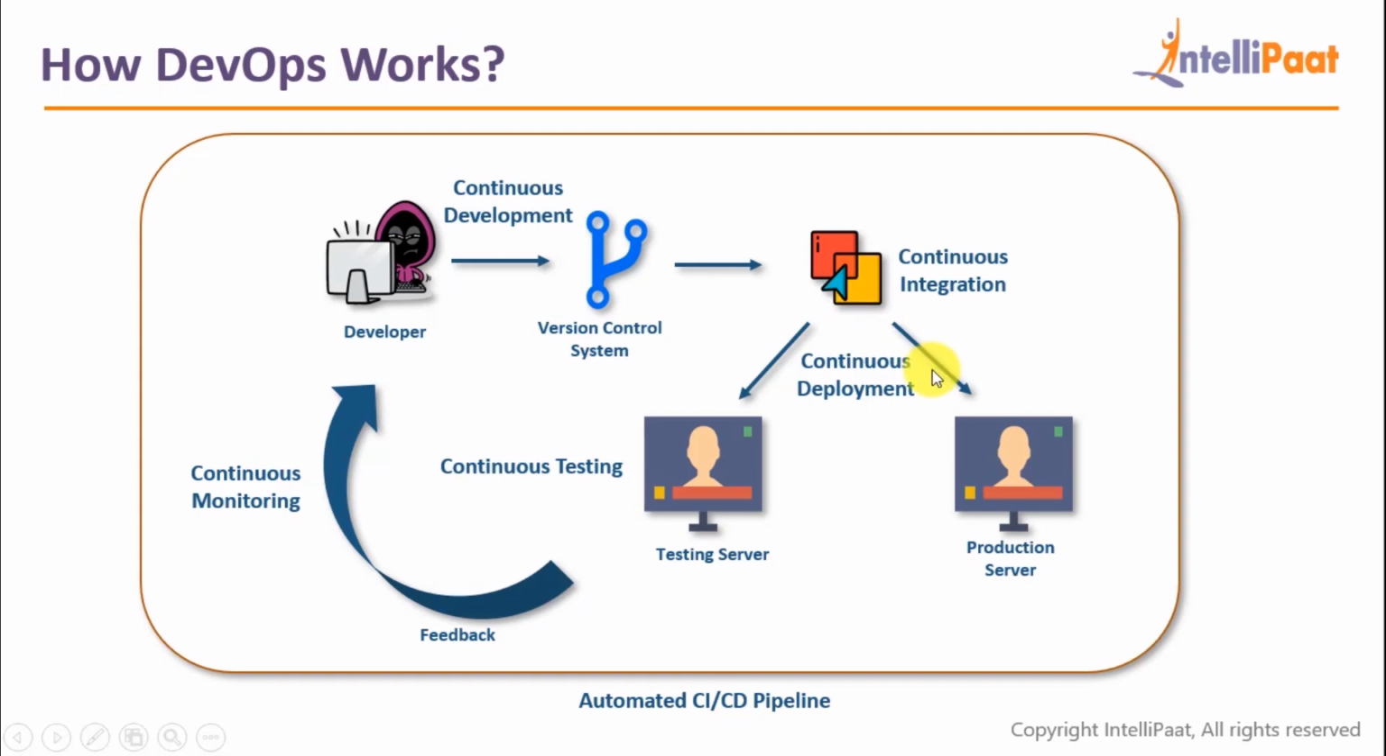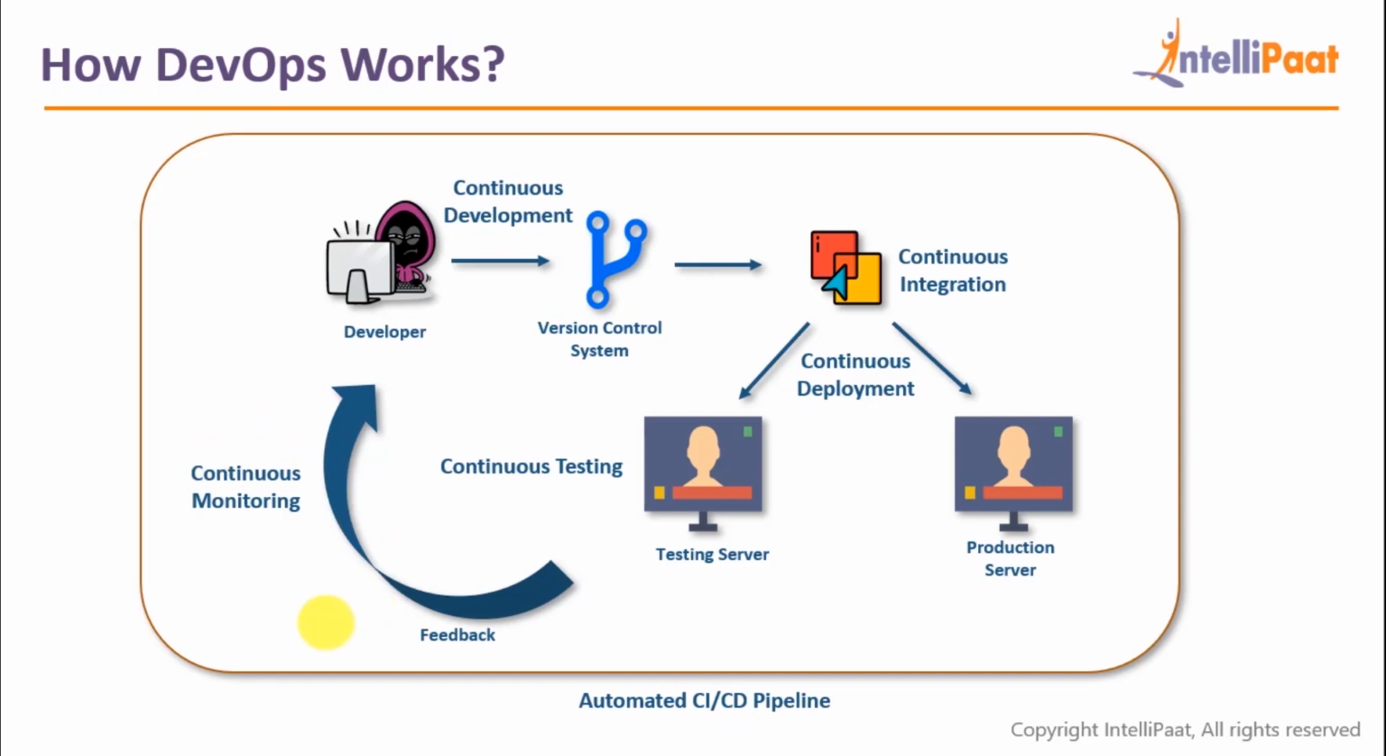Now, either on the production server or on the testing server: if bugs are identified on the testing server, the feedback is given to the developer through continuous monitoring. And when you deploy your code on the production server, it becomes available to the world and gets continuously monitored for any kind of problems. Logs are generated, and these logs are stored somewhere using continuous monitoring. So your production server is continuously monitored for any activity happening on it.